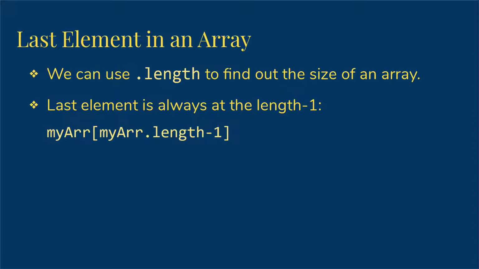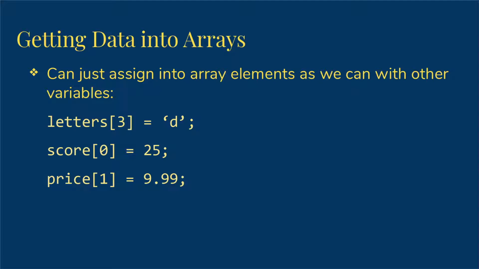The last element will always be at length minus 1, since the first element was at 0 and we just count up. When we hit length minus 1, that'll be the last one. So I could access the last element of an array called myAir by saying myAir.length minus 1 in the square brackets. Getting data into arrays is pretty straightforward, actually.